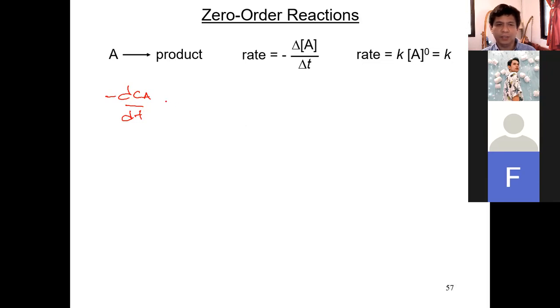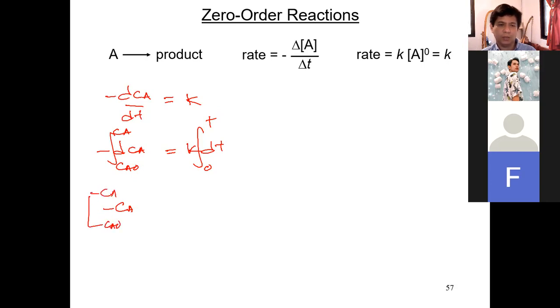So, negative dCA over dt is equals to k. Ibig sabihin, this is a zero order reaction. Mas simple yung integration nito. Pag in-integrate nyo yung negative dCA from initial concentration to final concentration, tapos you have k dt, assuming na constant yung k with respect to time, so 0 to t. Ang integral ng negative dCA is simply negative CA, from CA0 to CA. Tapos kabilang side, kt lang yan.